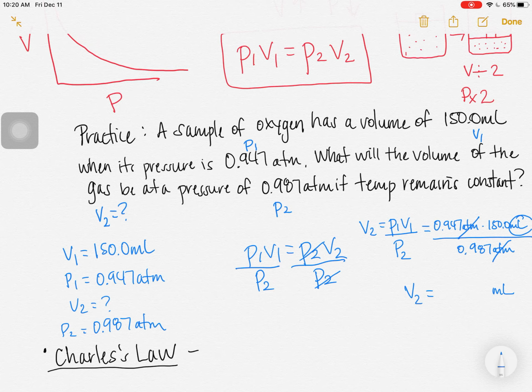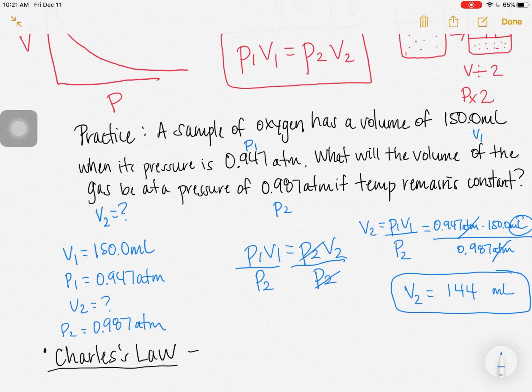I punch this out on my calculator. I'm going to round to 3 sig figs because that's my fewest in my problem. And I end up with 144 milliliters as my answer.